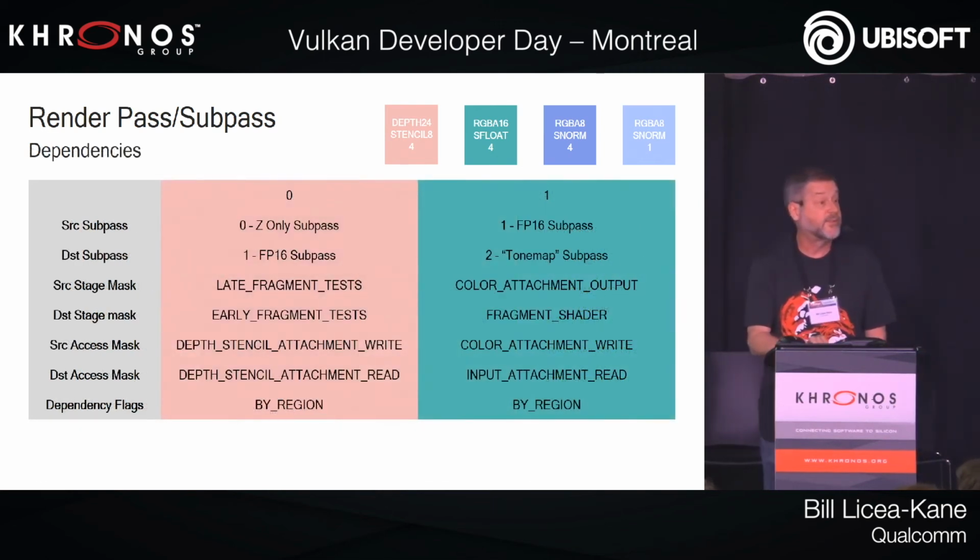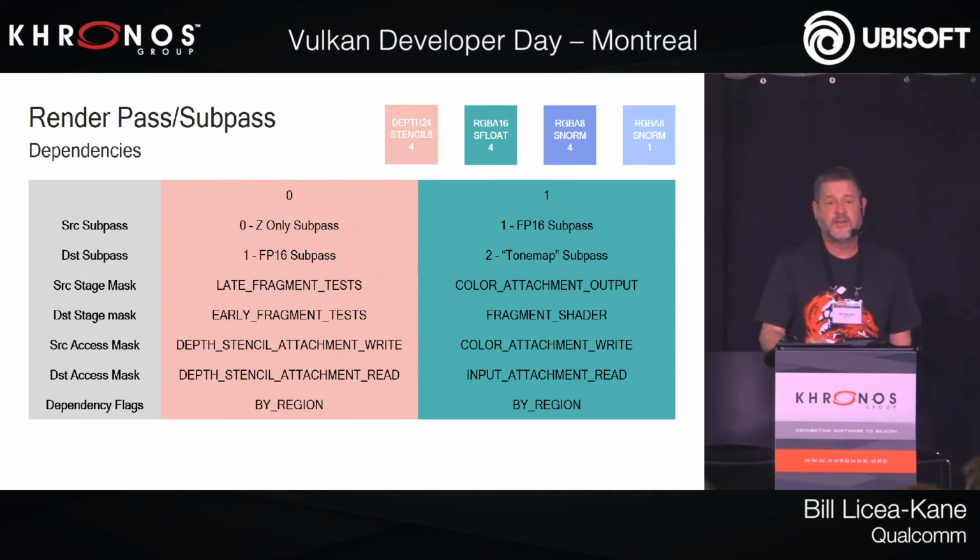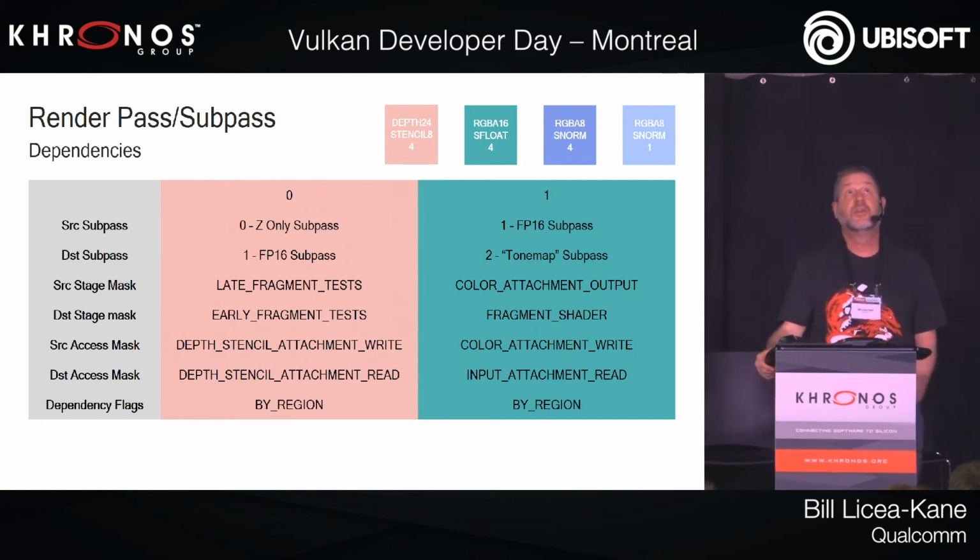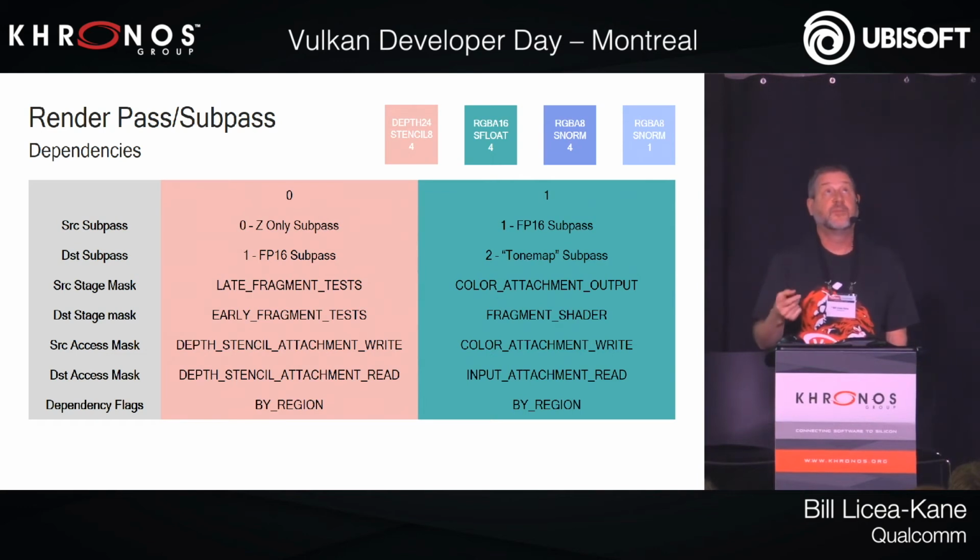Now the dependencies on this one are somewhat rare and somewhat simplified. For the first subpass, I start off with a cleared Z buffer. I have no dependencies on anybody outside of me. So often you'll find the first subpass has external dependencies, and you can look in the spec for that a little bit more. But for this one, I'm going to set my second subpass's dependencies.